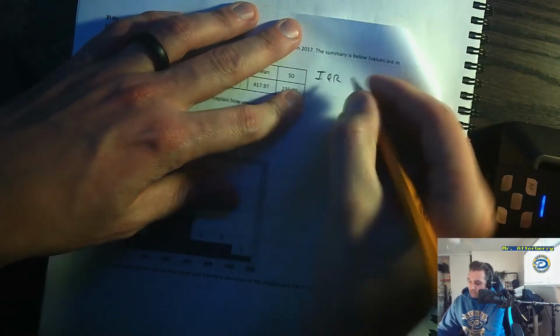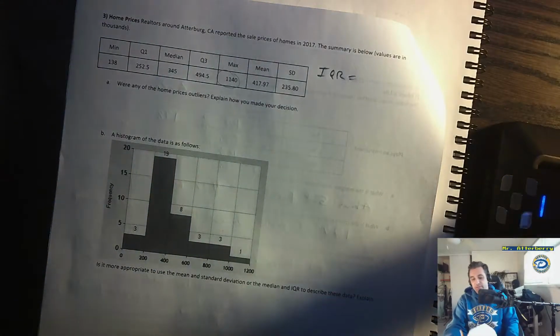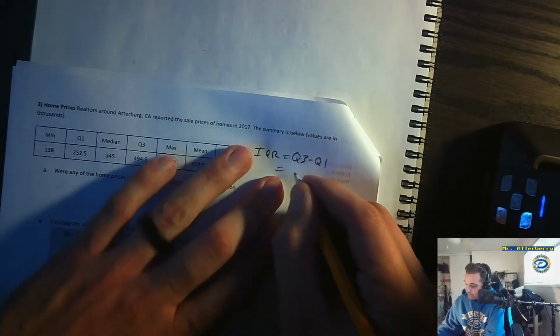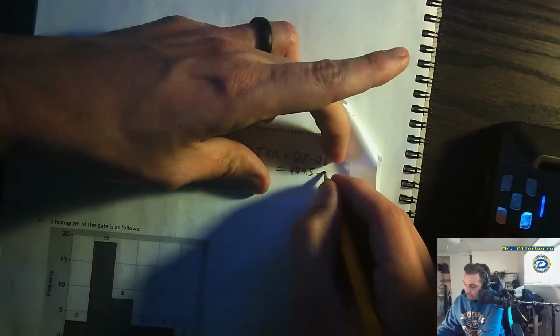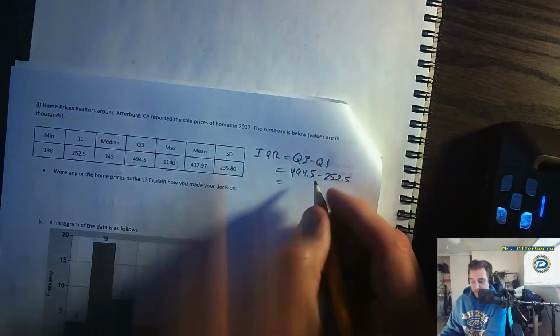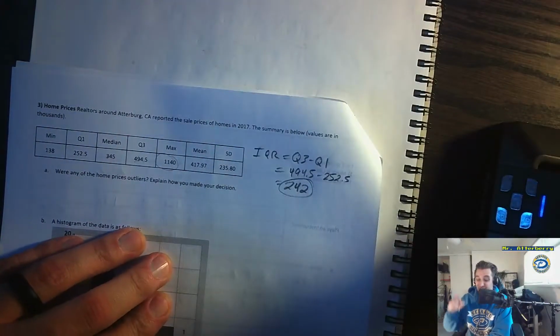Let's do that. So IQR is going to equal quartile 3 minus quartile 1. Do that, you get 494.5 minus 252.5. When you subtract that, I get 242. That's my IQR. I need that for my next equations.